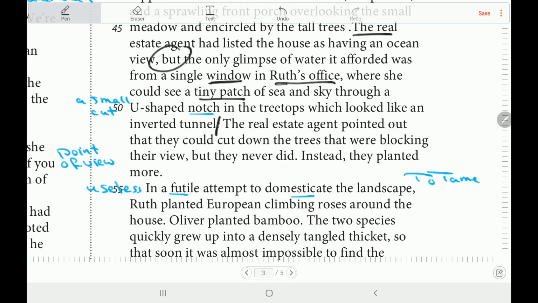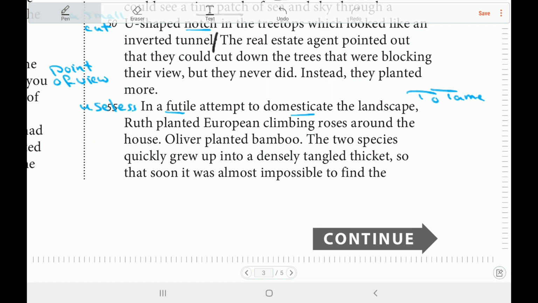Okay, that's it. So the real estate agent pointed out that they could cut down the trees that were blocking the view, but they never did that. Okay, they didn't cut the trees that blocked that view. Instead, they planted more. In a futile attempt to domesticate the landscape, Ruth planted European climbing roses around the house. So futile means useless. Domesticate means to tame, like when you tame lions and tigers. Domesticate makes them less wild. So she tried uselessly to make the landscape more acceptable.